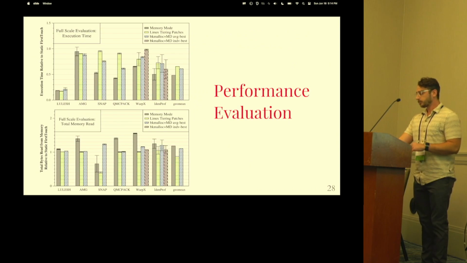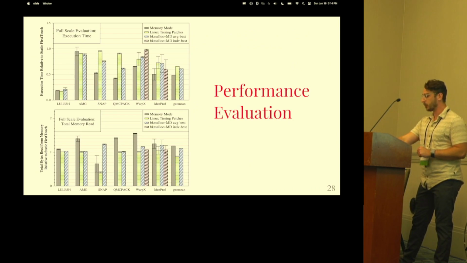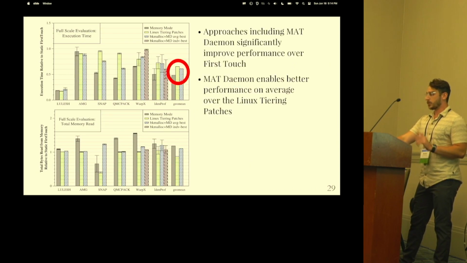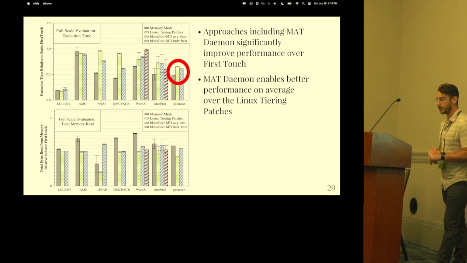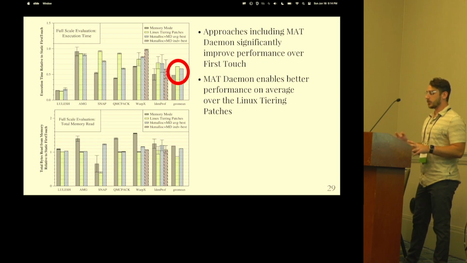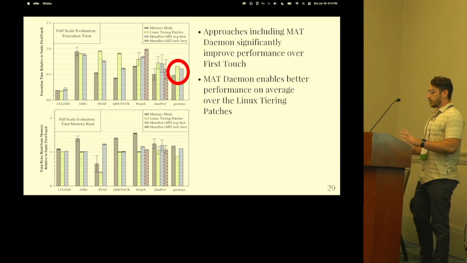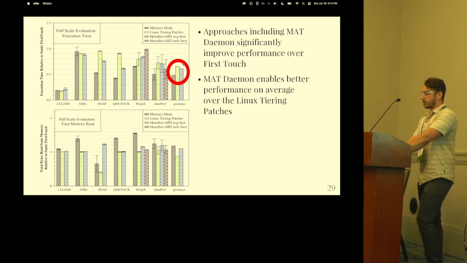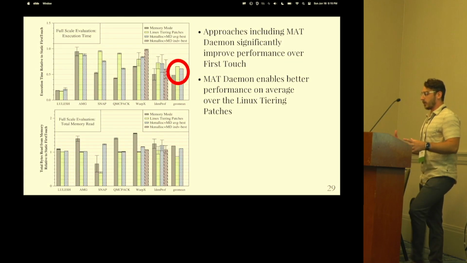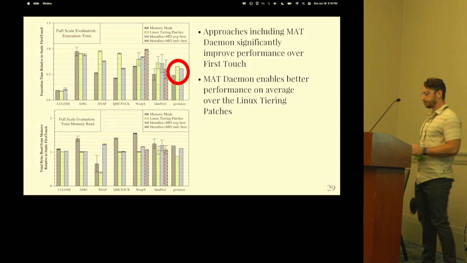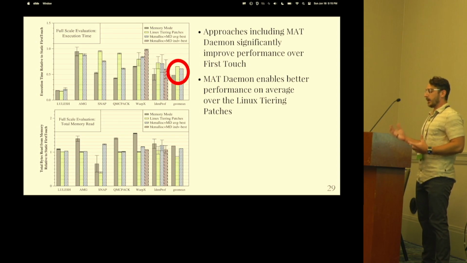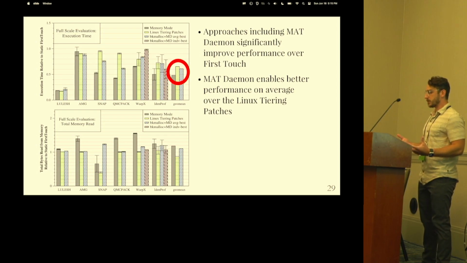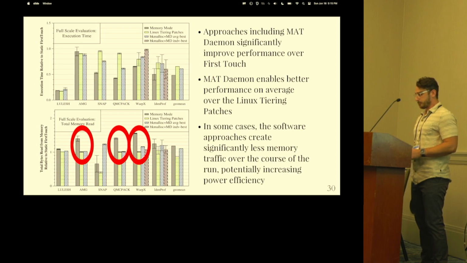Okay. So finally, these are the results from the performance evaluation. The top graph is execution time relative to first touch, and the bottom is the total amount of memory read over the course of the run. I'll get to that later. So what we see here is that all 3 of the approaches that we tested are significantly better than first touch, right? So pretty much doing anything at all is going to get you big gains over first touch. And we see that Matt Damon enables better performance than the other software-based approach on average, so that's great.